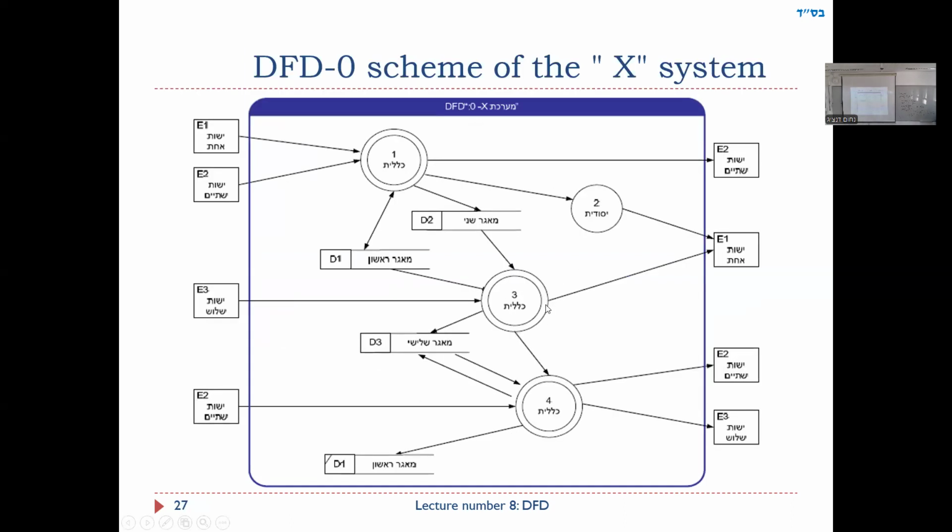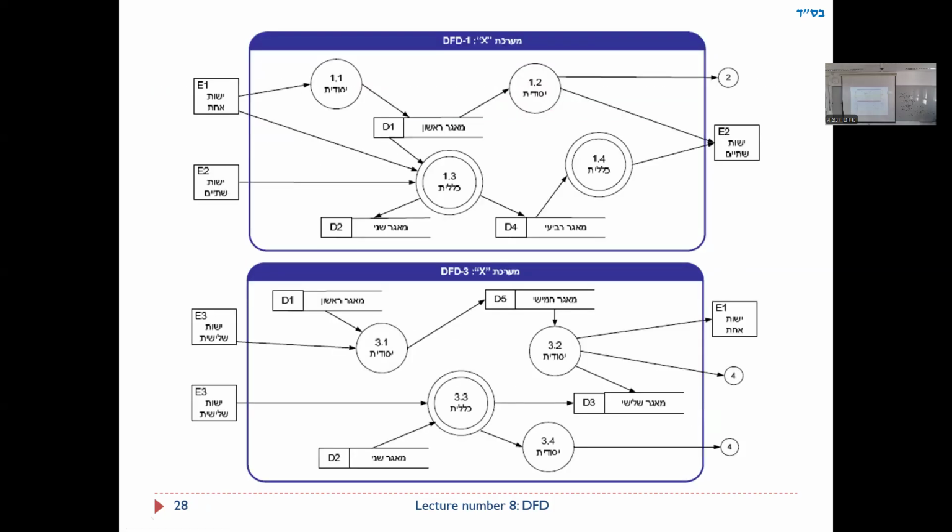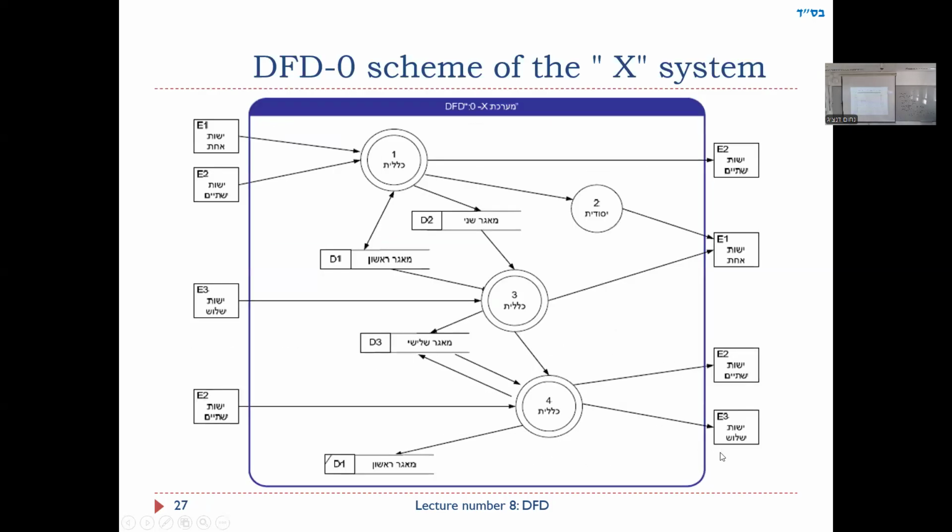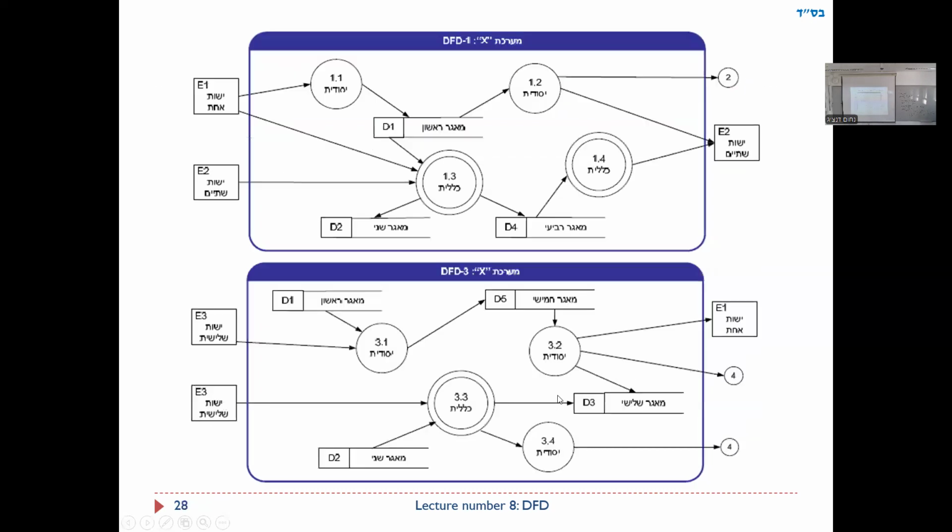We saw that DFD 3 writes to 4. You see, there's one write to 4. But if we look at it, we see that there are 2 writes to 4. 3.2 writes to 4, and also 3.4 writes to 4. That's fine. We're not going to write 2 arrows in DFD 0 just because there are 2 different processes inside. In the overview, we're saying that people in 3 write to 4. We don't know how many. When we look at the details, we see that 2 are actually writing to 4.